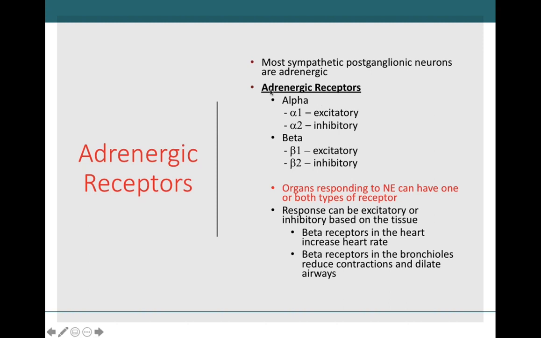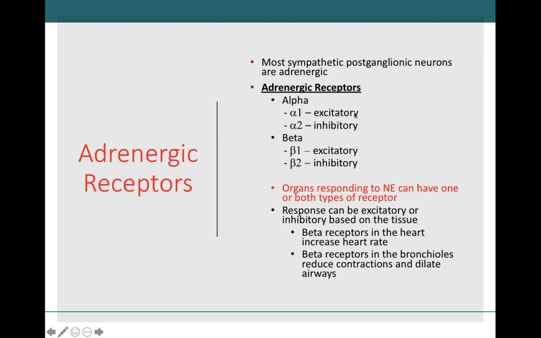So we have a few types of adrenergic receptors, and we can group them into two major categories. We have alpha receptors, and we have beta receptors. Now, all alpha and all beta receptors are not all the same. Alpha 1 receptors specifically will have an excitatory effect, and alpha 2 receptors will specifically have an inhibitory effect. Beta 1 receptors are going to have an excitatory effect, and beta 2 receptors are going to have an inhibitory effect.